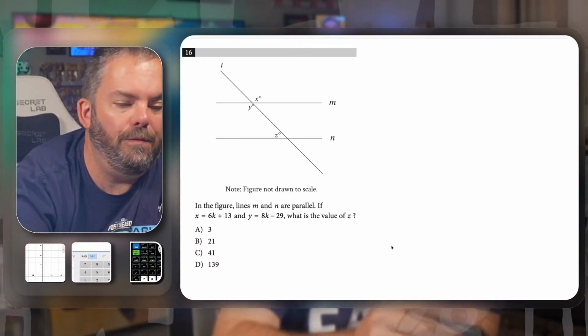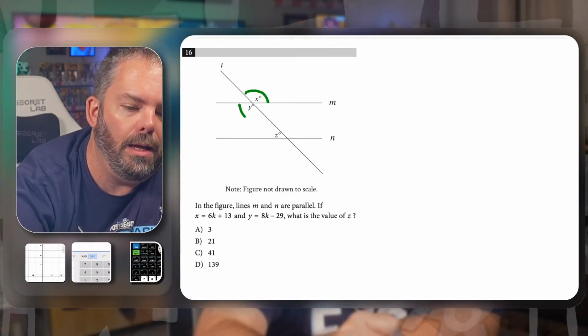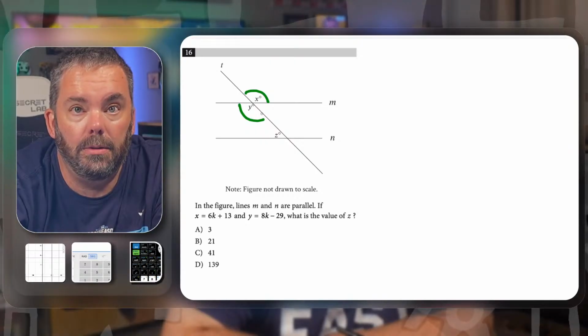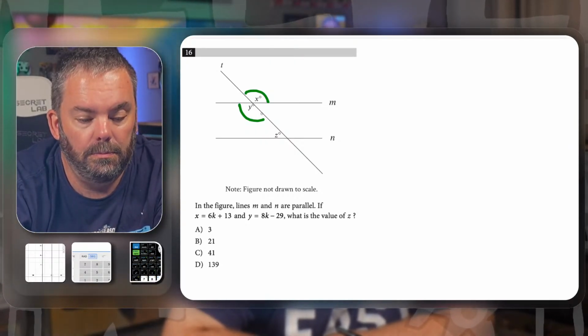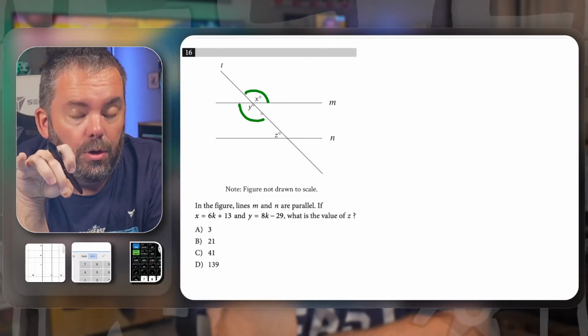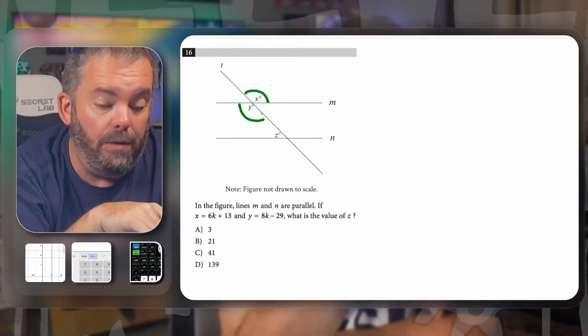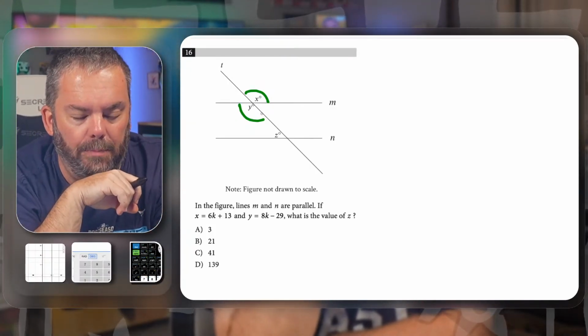They give you some information about x and y, but look at those two angles. X and y are congruent. Those are opposite from each other, and then z is that corresponding angle down in the corner. So if you look at this problem from 10 feet away, this is the same problem as the previous one. Okay, so now let's read it.